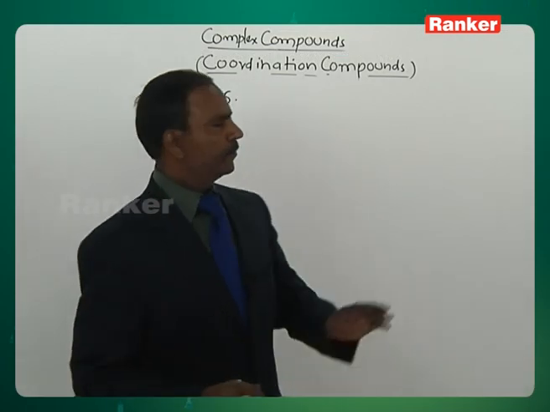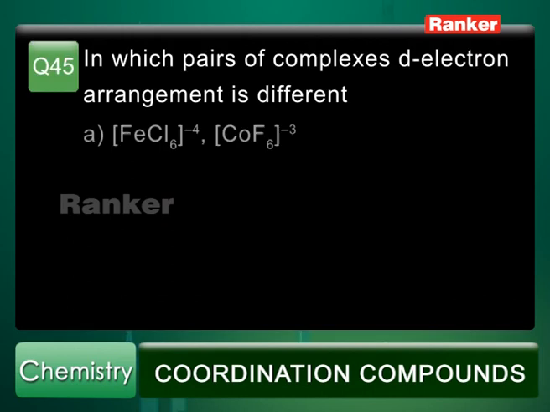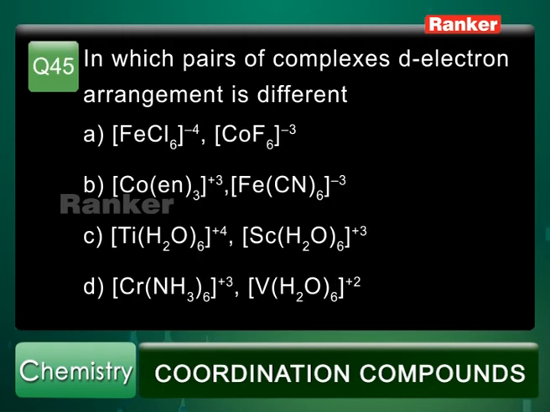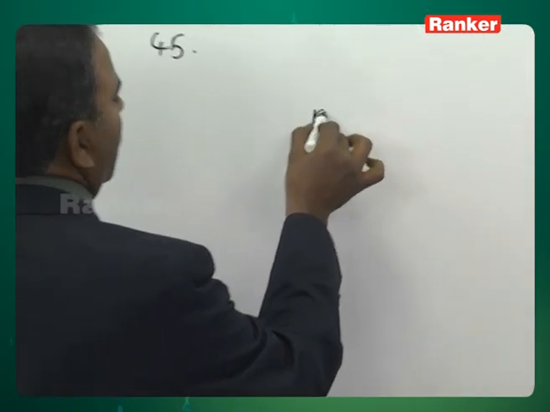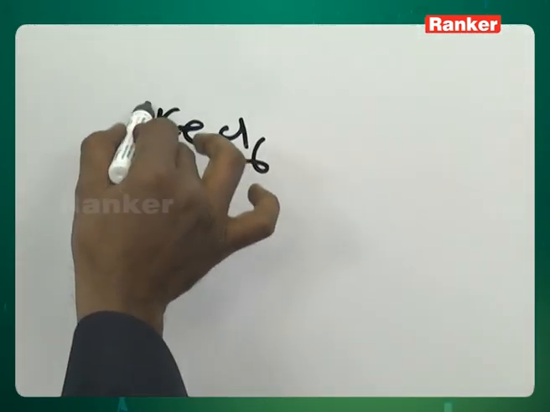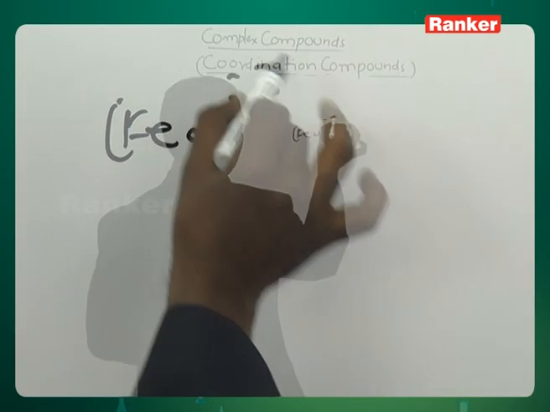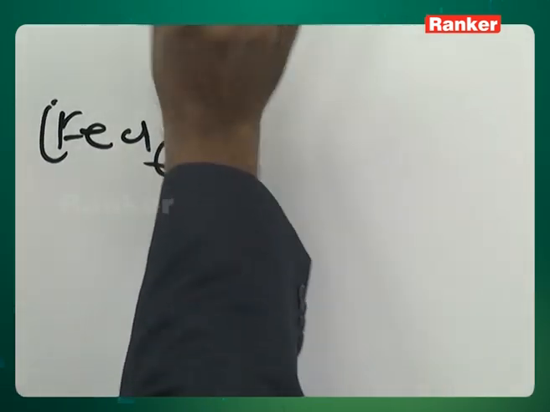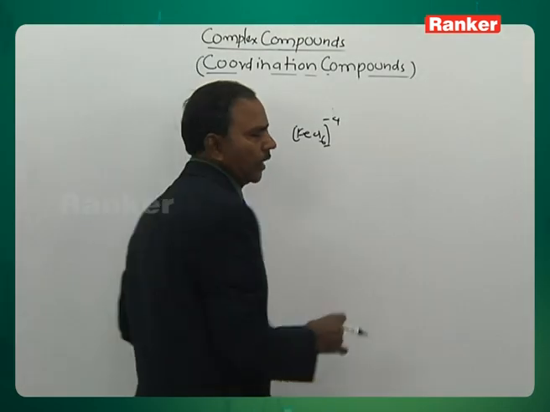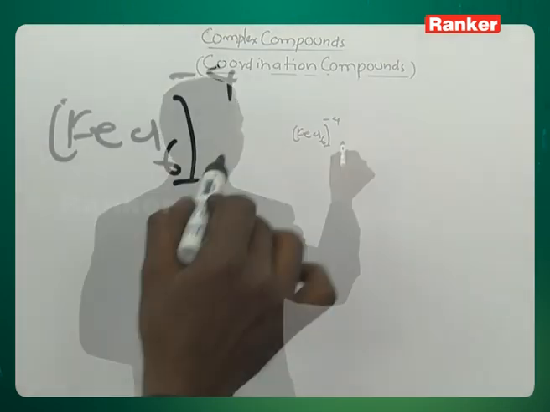Question number 45. In which pair of complexes is the d-electron arrangement different? Carefully think and see the options here. [FeCl6]4−, [CoF6]3−. Now we talk about the first one. Carefully, how to think about this particular question. [FeCl6]4− is given, and [CoF6]3−.